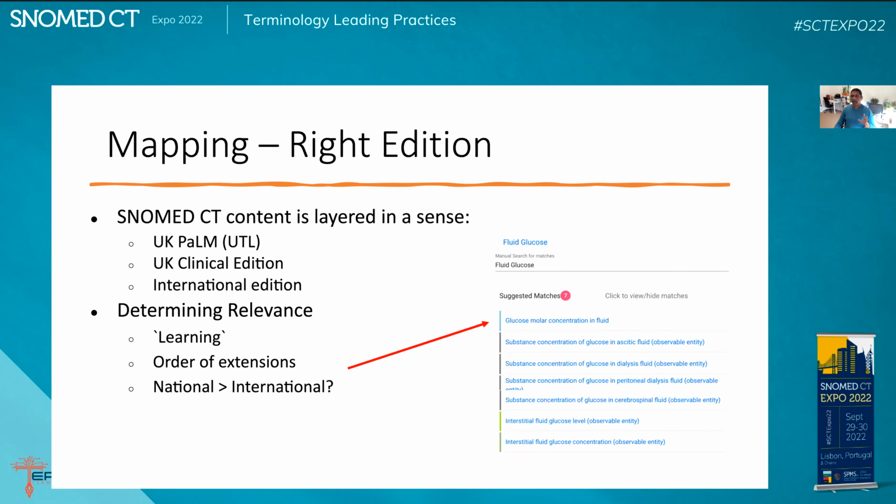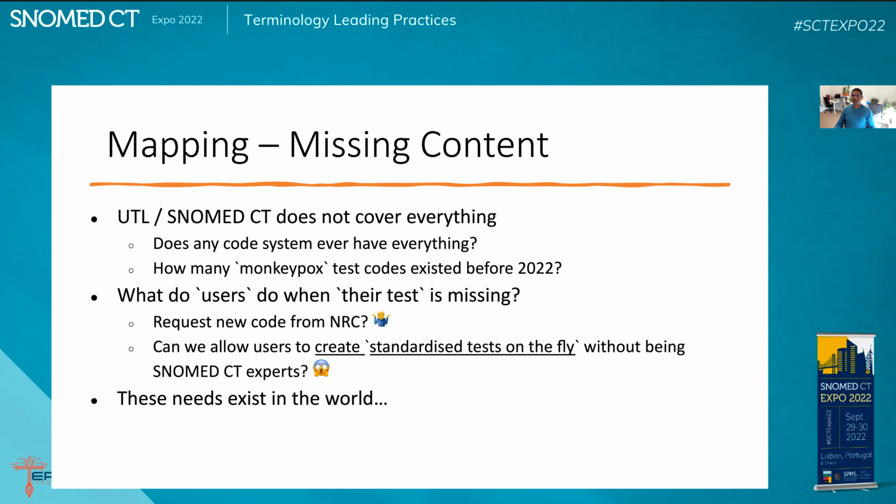Okay, then moving on. What do you then do with missing content? I hinted at this. I said UTL does not cover everything. So what do you do if there's missing content? You have some lab test, you cannot map it because it doesn't exist in SNOMED, it doesn't exist in LOINC, anything else. Generally, people tend to say, oh, no, this is not going to be the case. I tend to be a bit skeptical because I want to challenge people and say, well, how many tests actually existed on monkeypox before 2022, right? That's an interesting concept. But I think we have to recognize that this is a changing world. New tests are always needed.